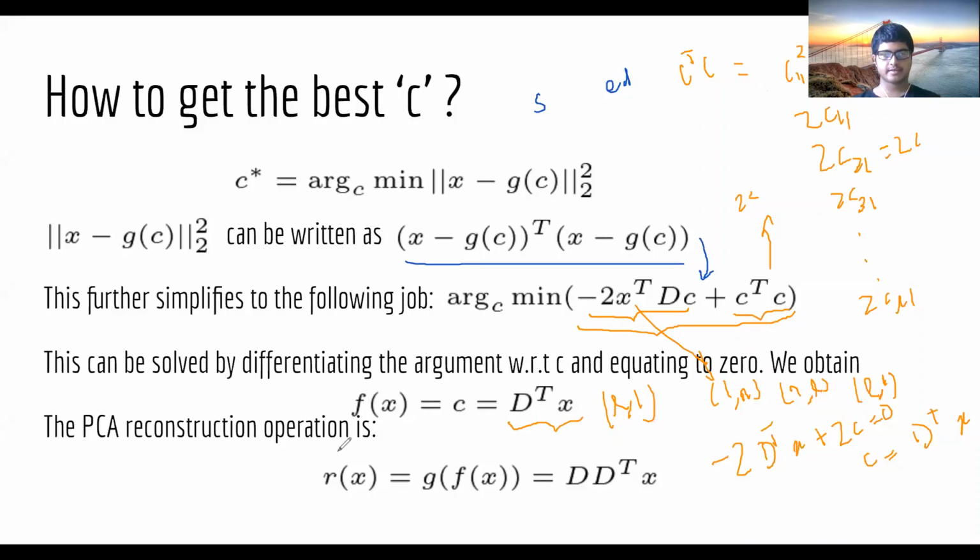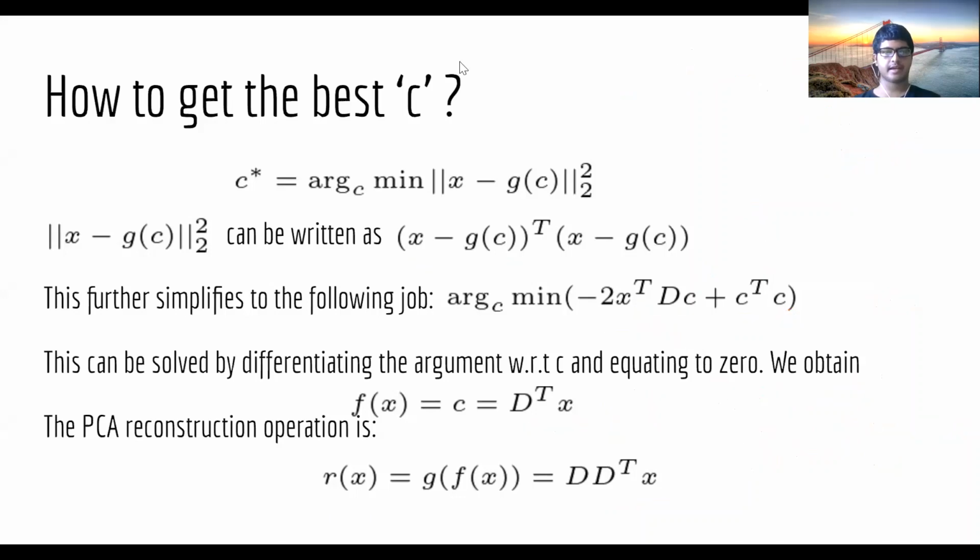So the PCA reconstruction operation could be represented as R of X, that is equal to G of Fx, and Fx is simply C. So G of C, so D into C, and C we obtained as D transpose X. So the final thing is D into C, D into D transpose X. Let me clear this space and move on to the next one.